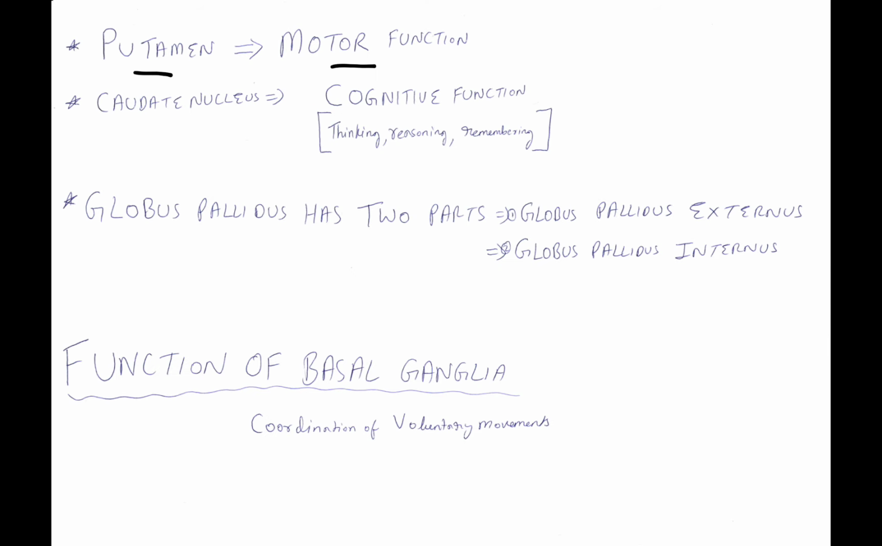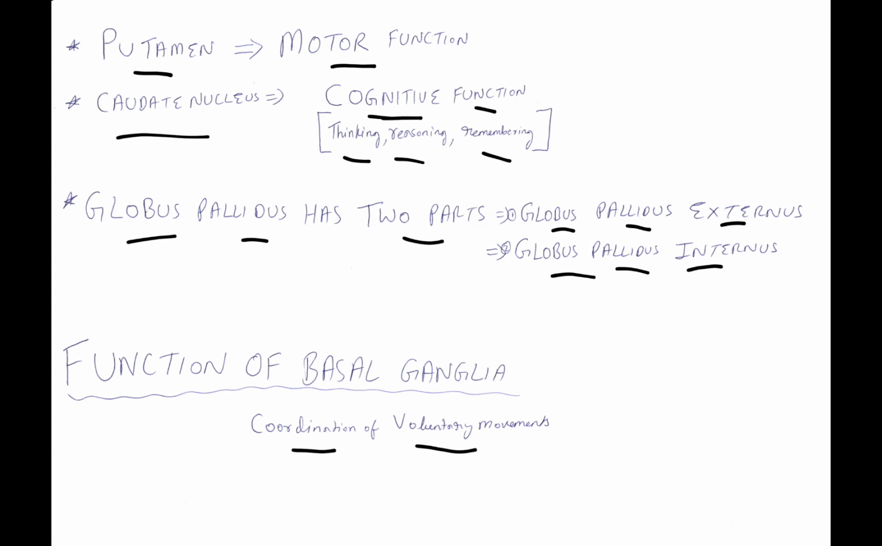Putamen has a motor function, whereas caudate nucleus has a cognitive function. What is cognitive function? Cognitive means thinking, reasoning, and remembering. Globus pallidus has two parts, globus pallidus externus and globus pallidus internus. Substantia nigra also has two parts, substantia nigra pars compacta and substantia nigra pars reticulata. Function of basal ganglia is coordination of voluntary movements.